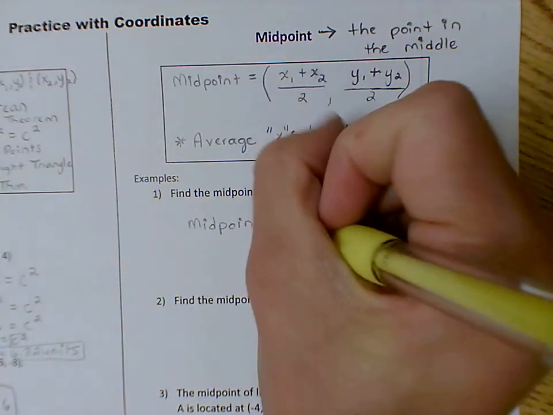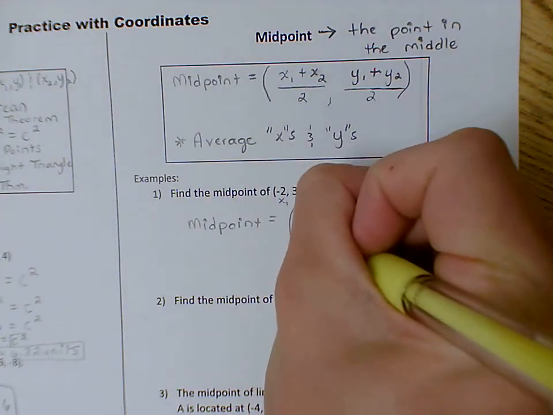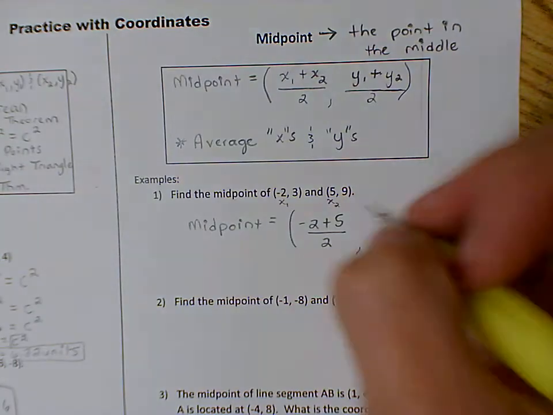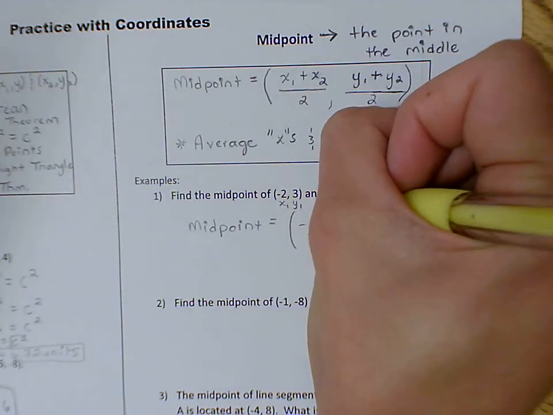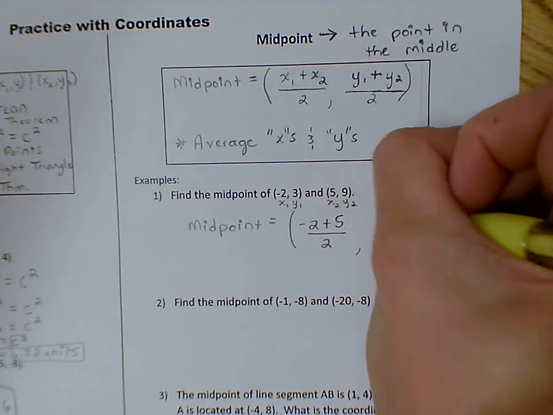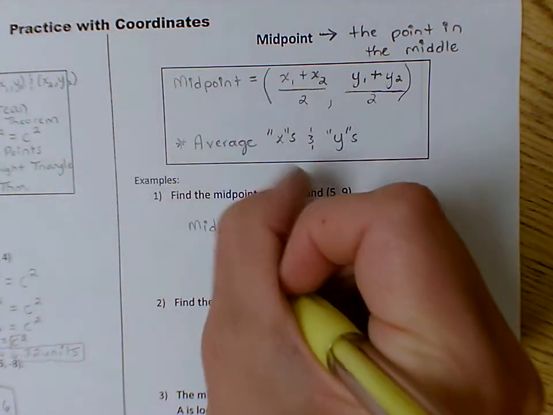You take them and add them, so it'd be -2 plus 5, and then you divide by 2. So that's my x's. Then you take the y values and you do the same thing. So this would be my y1 value. That would be my y2 value. So I'm going to take them, 3 plus 9, and then divide by 2. And then all you have to do is simplify.